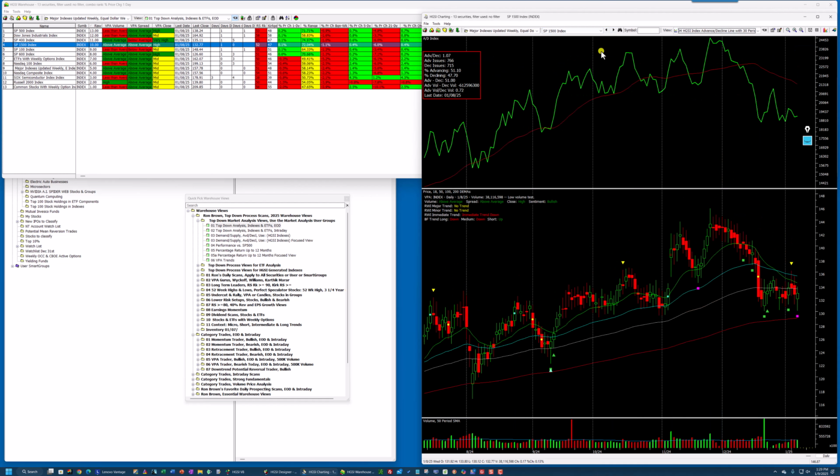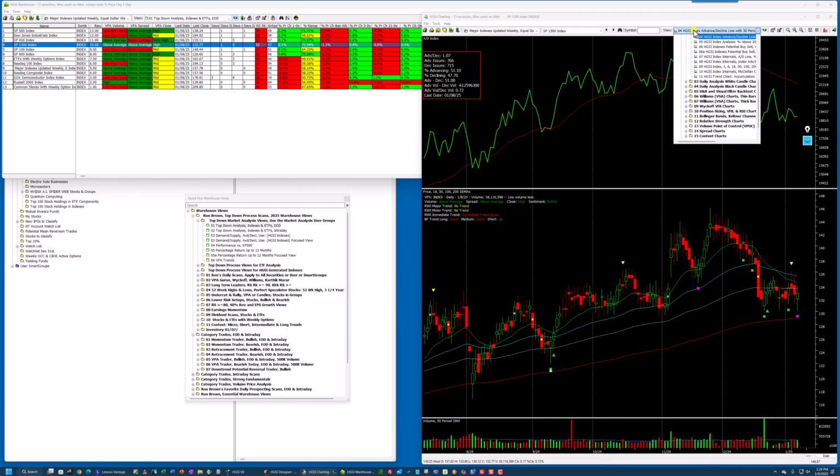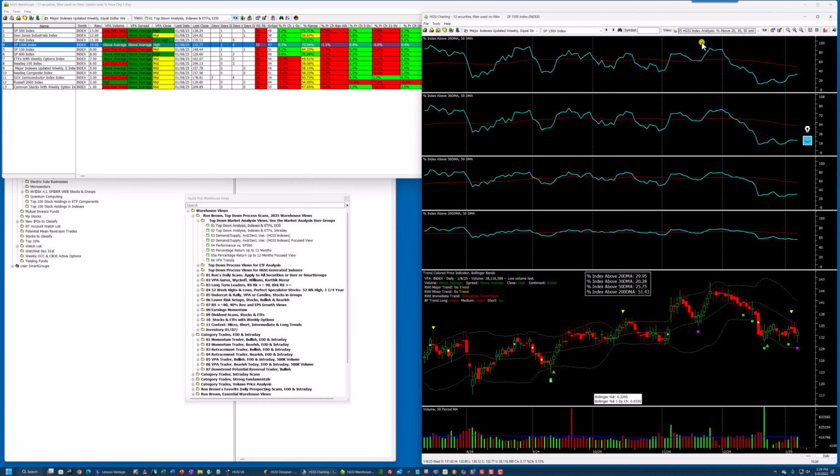Okay, this one is just an index chart plus the advance-decline lines, and you can see as of Friday there were 766 advancers and 715 decliners, so 51% advancers over decliners. Remember, I'm in the S&P 1500.